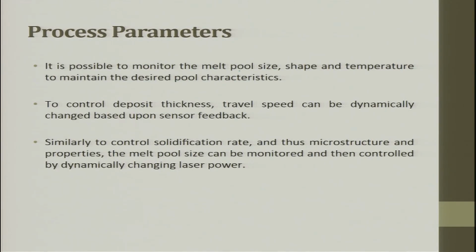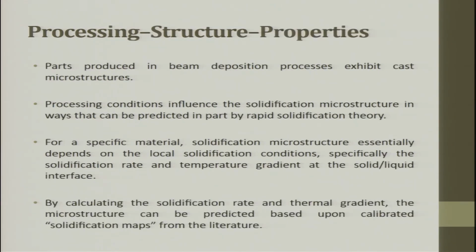It is possible to monitor the melt pool size, shape and temperature to maintain the desired pool characteristics. The pool characteristics are directly related to the defects. To control deposition thickness, travel speed can be dynamically changed based upon sensor feedback. Similarly, as the solidification rate is controlled, the microstructure and the properties also change. Parts produced in the beam deposition process exhibit a cast microstructure, that is to say columnar, equiaxed and so on. The processing conditions influence the solidification microstructure in a way that can be predicted in part by rapid solidification theory.